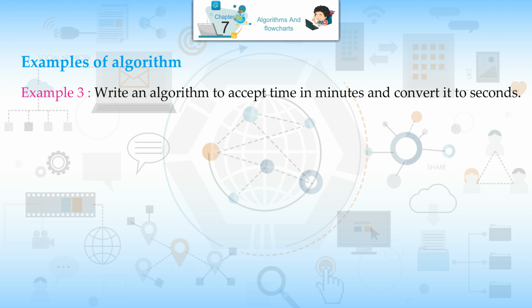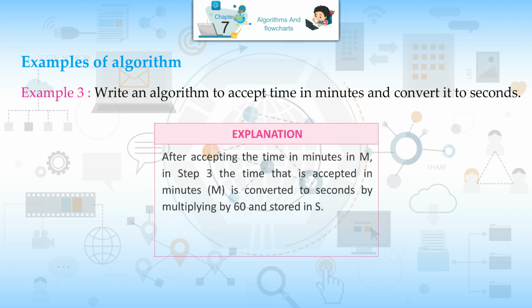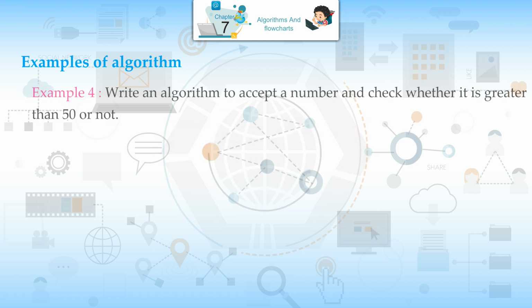Example 3. Write an algorithm to accept time in minutes and convert it to seconds. Algorithm. Step 1. Start. Step 2. Accept the time in minutes in M. Step 3. S is equal to M multiplied by 60. Step 4. Display S. Step 5. Stop. Explanation. After accepting the time in minutes in M, in step 3, the time that is accepted in minutes M is converted to seconds by multiplying by 60 and stored in S.